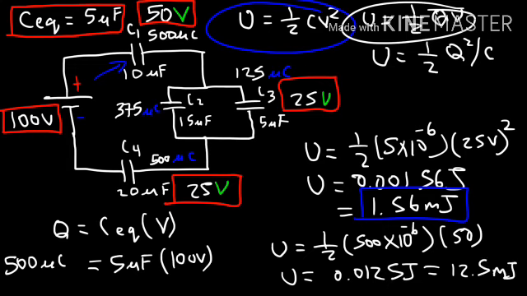So now you know how to calculate the potential energy of any capacitor in a circuit like this, and you also know how to calculate the charge on every capacitor and the voltage across every capacitor. Now let's try another similar problem. Let's say we have a battery attached to a capacitor, which is in series with a network of capacitors.